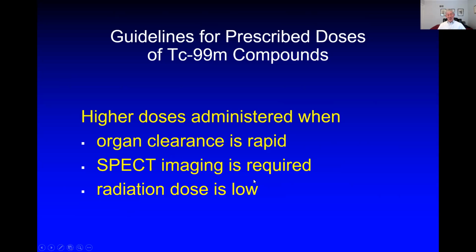And finally, if the radiation dose is very low, you give a lot because you can without harming the patient. Think about a xenon ventilation study where we often give 20 or 30 millicuries. Why is that? Number one, rapid organ clearance, and the radiation dose is low because in 3 or 4 minutes, it's all decaying somewhere else, mostly in a xenon trap. Those are all good reasons for giving a high dose.